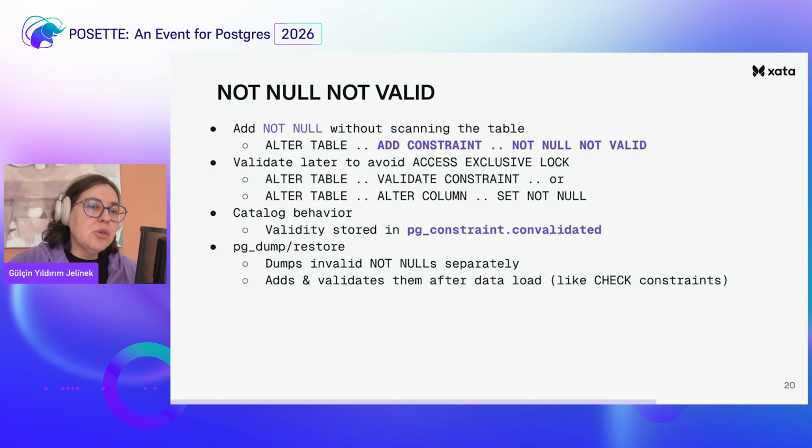I think that's the most important thing you can do so that you have less impact on your system while you are creating the constraints. And yeah, you can actually see this behavior with a new convalidated column. It is stored here, sorry. And the rest is pretty much the same. You don't need to worry about dumping and restoring.